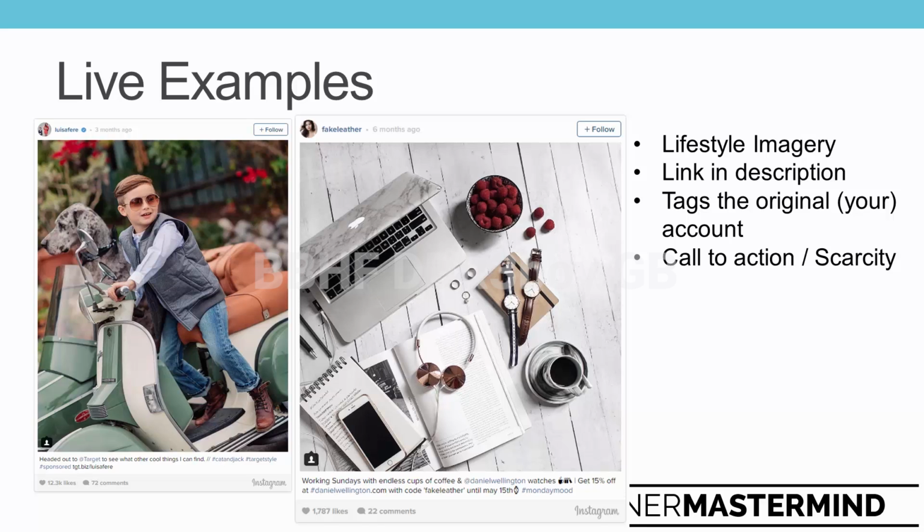And there's even some call to actions and scarcity, right? And that's really cool. So they have the code FAKELEATHER until May 15th, get 15% off, right? That's just very good marketing, right? Having call to actions. That's always a good idea. So these are two great examples, two live examples of sponsored posts that have definitely worked well for the company.